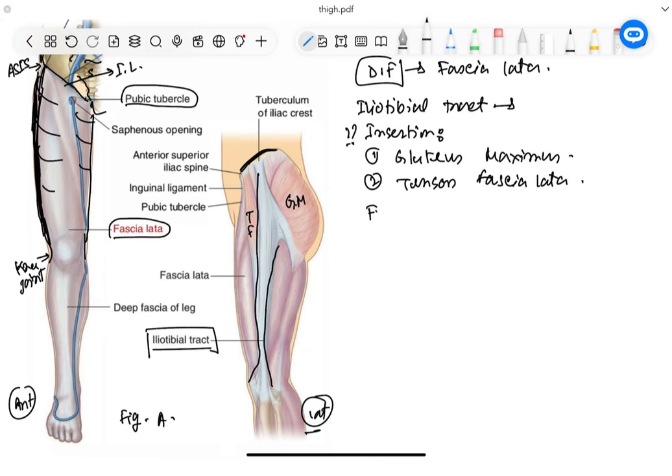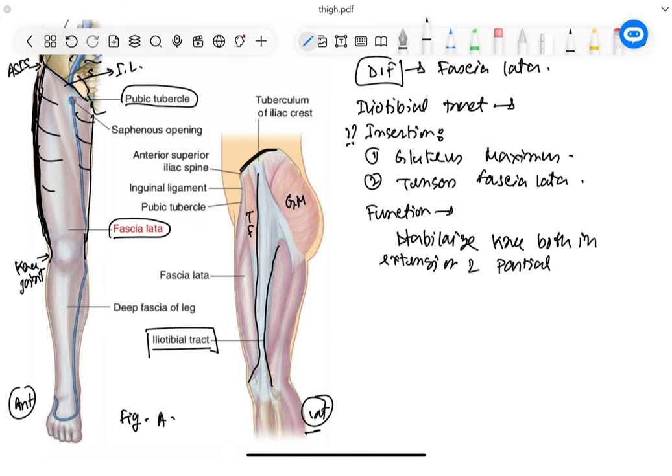Next, the question we are going to ask you is what is the function of this iliotibial tract, why is there thickening. The main function is that it will stabilize the knee both in extension and partial flexion. That is why it is more useful during walking and running. So, these are the iliotibial tract related information we have to remember.